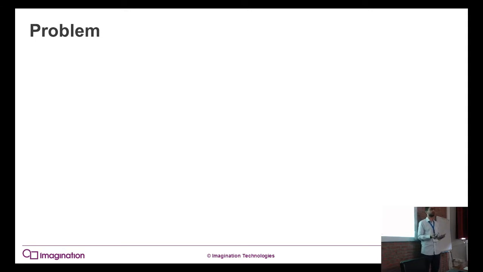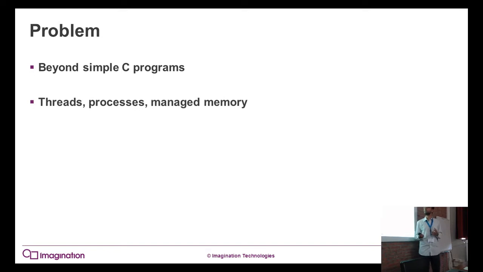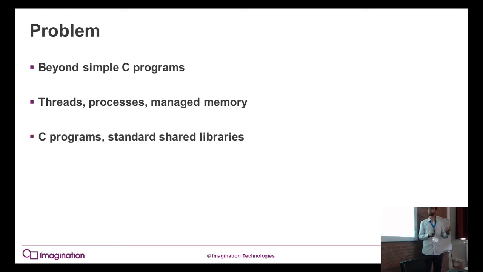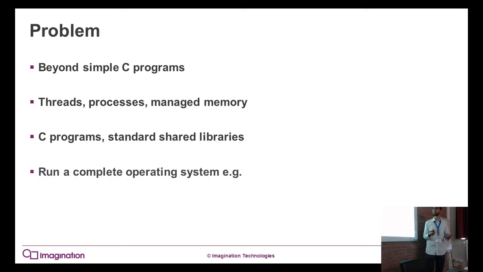Okay, so we want to use the MIPS. The MIPS is a microprocessor, it's a soft processor, but the hardware can run an operating system as well. So we want to go beyond simple C programs. We want something which has many threads, processes, manages the memory, and uses shared standard libraries, to run Linux on MIPSfpga, basically.